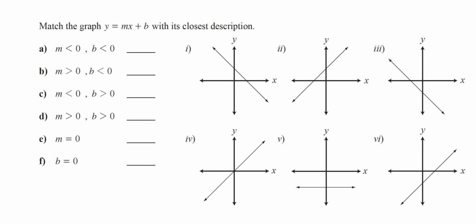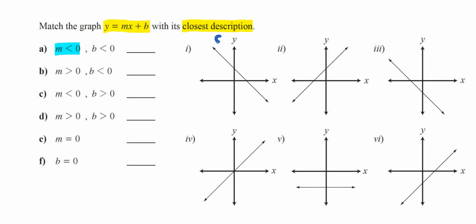This is 5.2 of the homework video guide, and for question number 1, I need to match the graph of y = mx + b with its closest description here. Okay, so for part A, I know that my slope here is negative, and if my slope is negative, let's take a look at the possible options that are available.